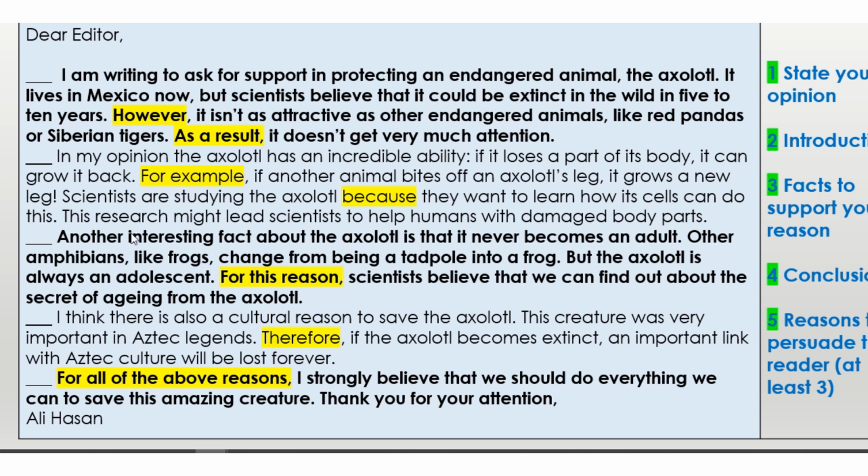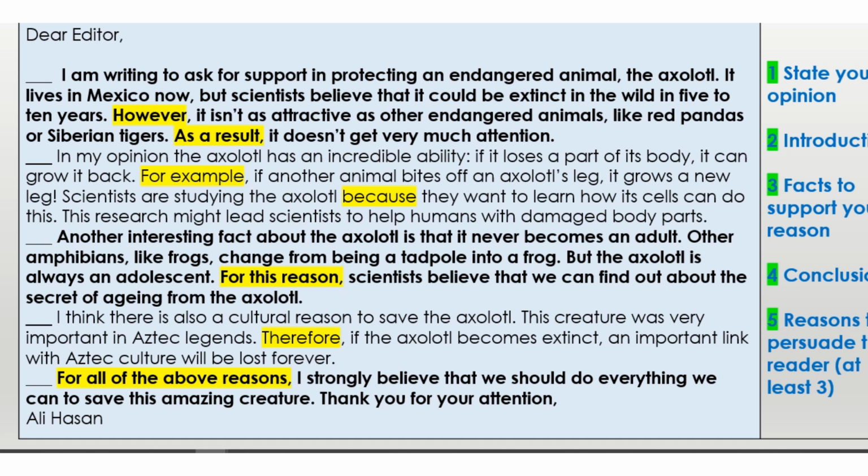Number 3, another interesting fact about the axolotl is that it never becomes an adult. Other amphibians like frogs change from being a tadpole into a frog, but the axolotl is always an adolescent. For this reason, scientists believe that we can find out about the secret of aging from the axolotl.